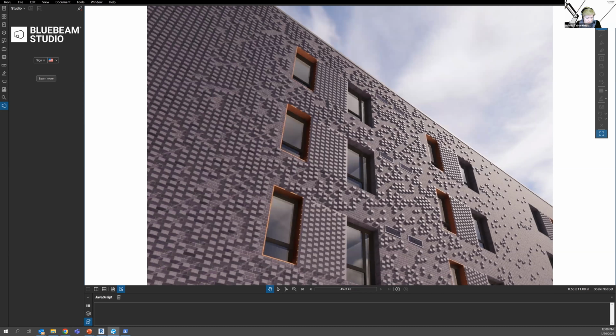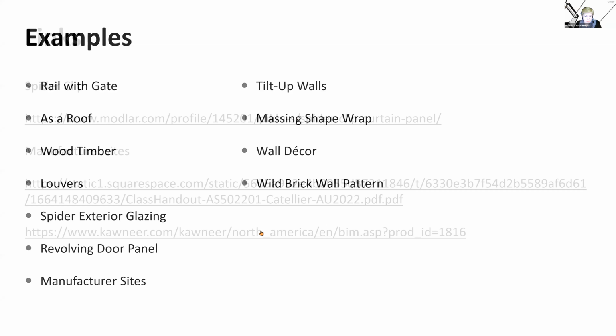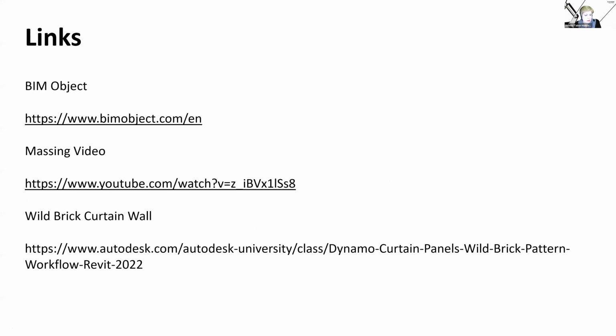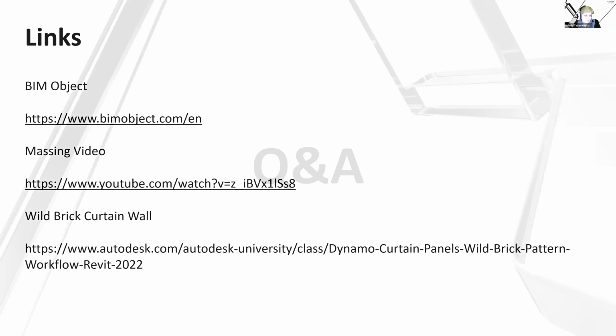Now, let's go finish up with, okay, the spider clips, the manufacturing sites. The BIM Object is a place I found some things. It's also a good place to go to. The massing video where I did that, and the wild brick curtain wall. That's where I'm going to put that. These are the ones I'm going to put up there for you.